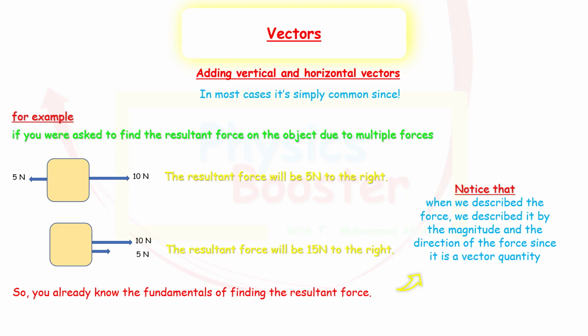In other words, if in the first case I said that the resultant is 5 newtons, your answer is not totally correct. You must mention the direction. You must say that it's 5 newtons to the right. That goes for the other question too. It's 15 newtons to the right. You must mention the direction because if you do not mention the direction, your answer is not a full answer.